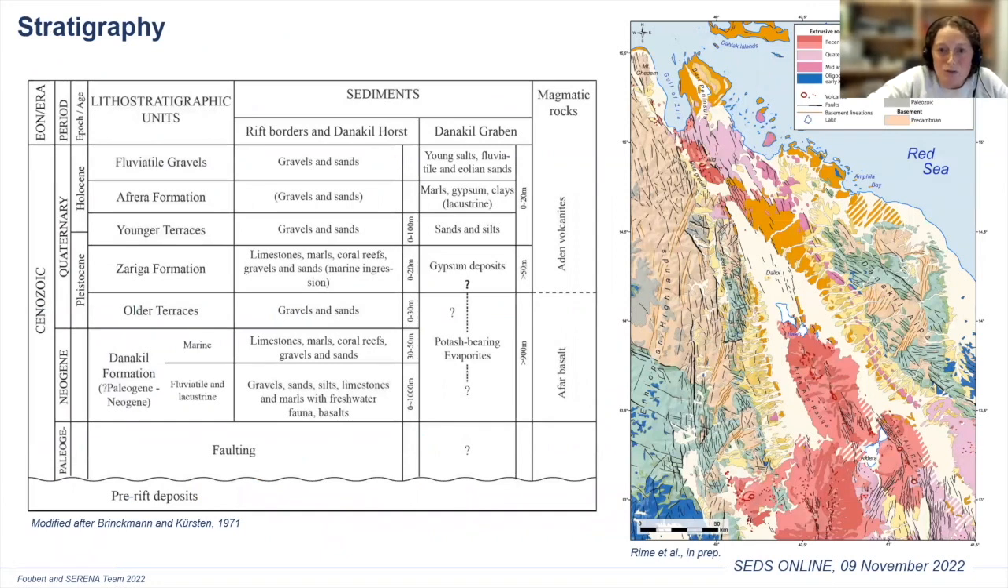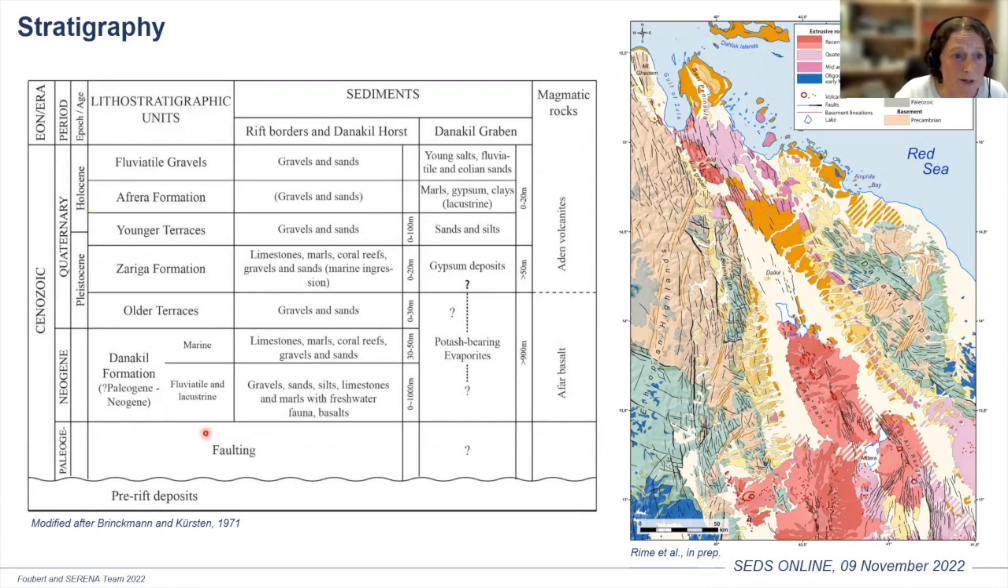So in the northern Afar, pre-rift series are discordantly overlain by Cenozoic syn-rift sediments, intertwined with volcanic material going from basalt to alkaline rhyolites. And here you see those magmatic rocks. Here you see basically the stratigraphy of the Neogene until the Holocene.